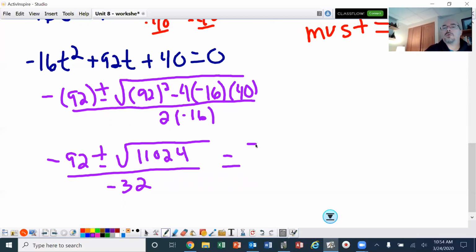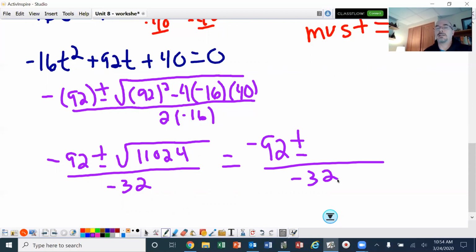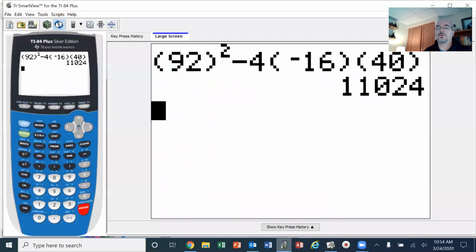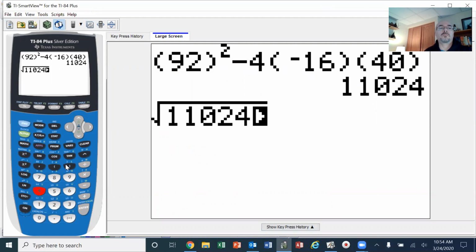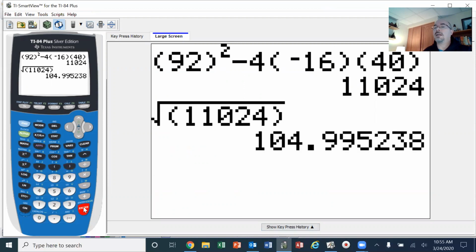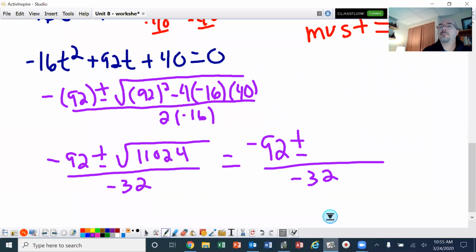Now what we're going to do is take that number and square root it, just like in the last lesson, nothing different here. So we're going to square root the 11,024, and we're going to get a decimal. Right here, we've got 0.99, so I'm going to round this to 105. So we're going to use 105.